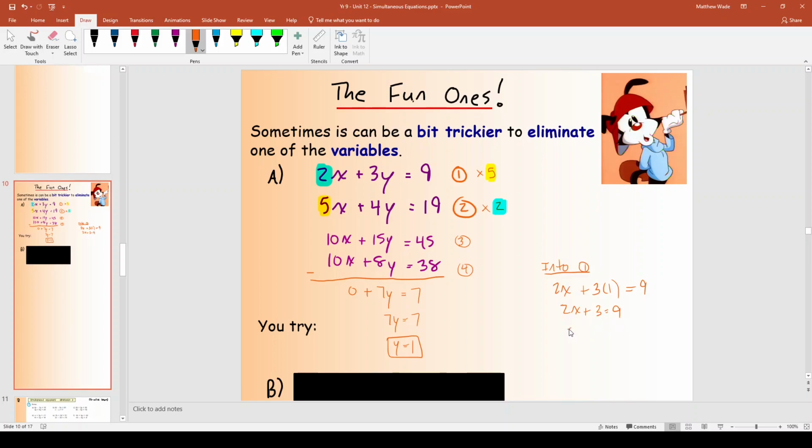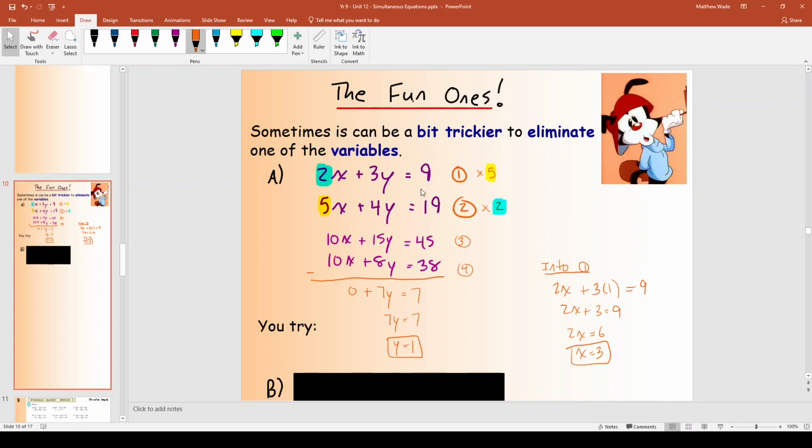Take 3 off both sides. 2x equals 6. Divide both sides by 2. x equals 3. And shaboosh! You've just done the hardest possible type of simultaneous equations. Oh yeah, in your very first lesson that you've learned it, you've already done the hardest type. The only extra trick, my buddies, was making the numbers the same that are touching the letters.